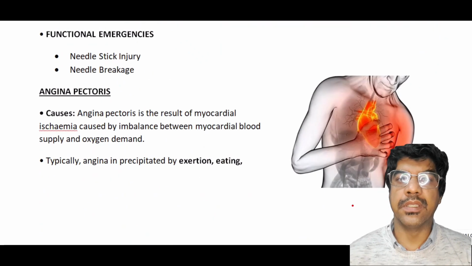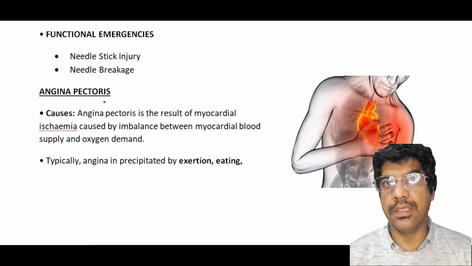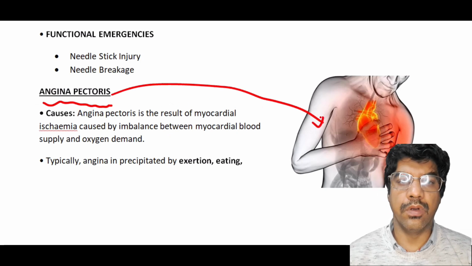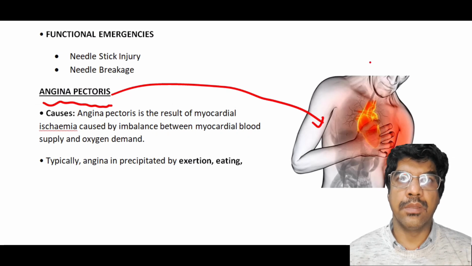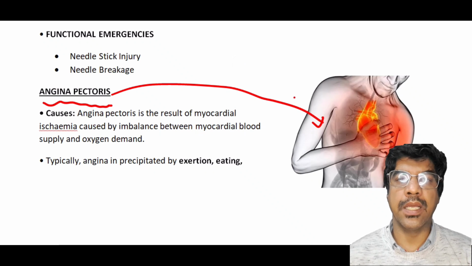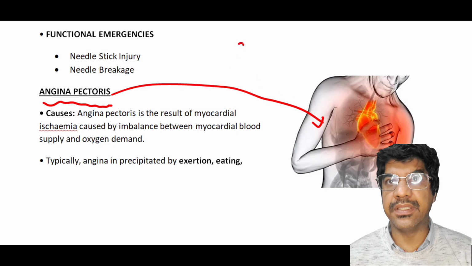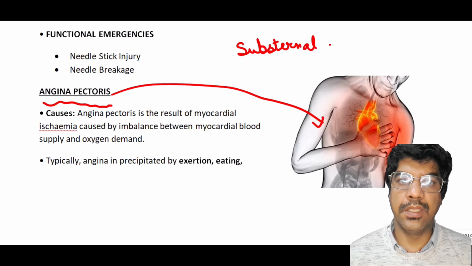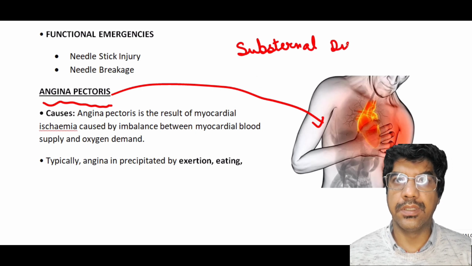Let us discuss first the cardiovascular emergencies. Here the first comes angina pectoris. In angina pectoris, the patient would feel a sudden onset of pain. The pain can be either localized or radiating. So remember, the most important feature is the substernal distress or substernal discomfort.